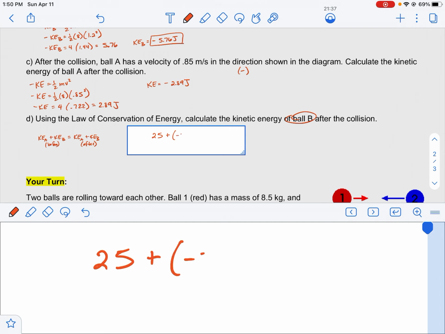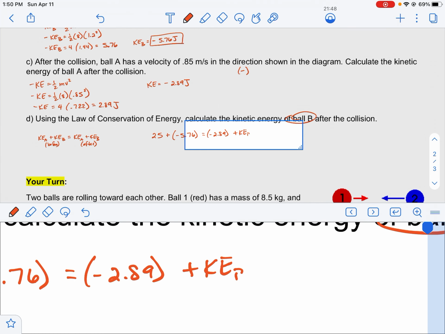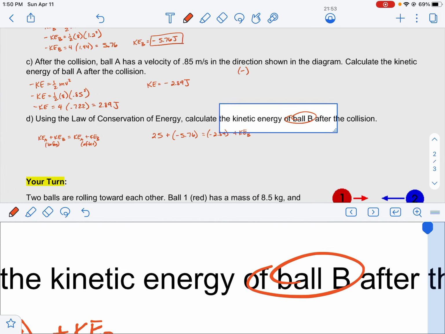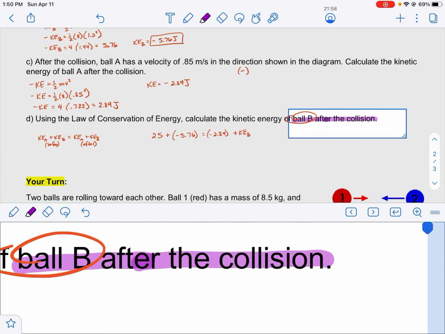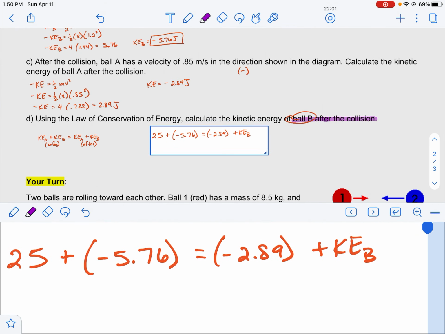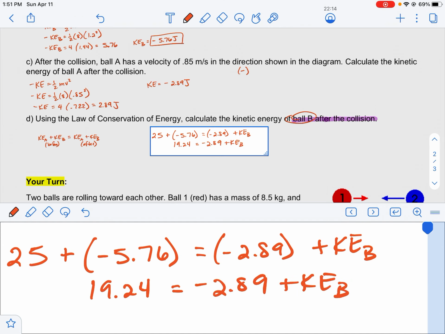Kinetic energy of B before the collision was negative 5.76. Kinetic energy of A after the collision is negative 2.89. Kinetic energy of B after the collision is what we're looking for. Right? Calculate the kinetic energy of ball B after the collision. So that's what we're looking for. Okay. So 25 plus negative 5.76 gives me 19.24, which is equal to negative 2.89 plus the kinetic energy of B.